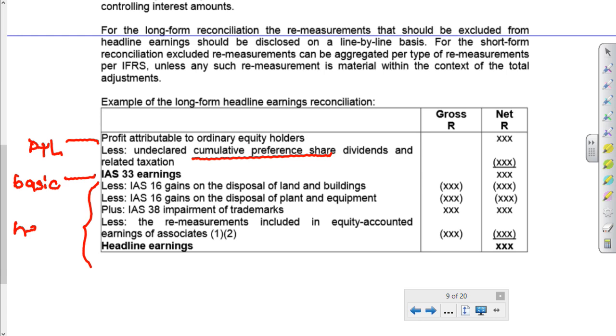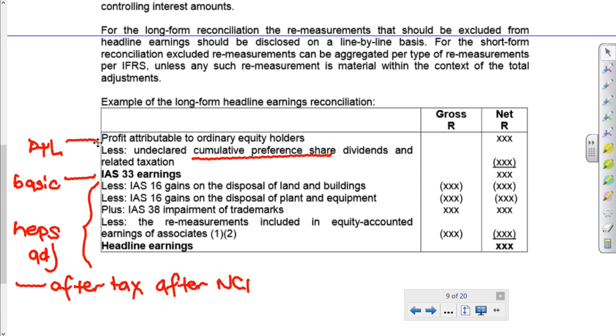Here are my adjustments. Yeah, HEPS adjustments. And this is important. HEPS adjustments are after tax and after NCI, after minorities. Why? Profit attributable to ordinary shareholders is after NCI, isn't it? We will sometimes see little NCI pieces here. I'm going to take you through a question so you can see. But what they show here is they show the gross, which is the pre-tax, and then they show the net, which is the after-tax, yeah, in 2 different columns.